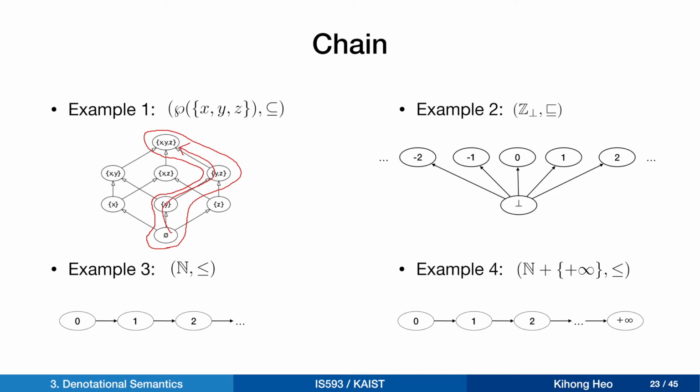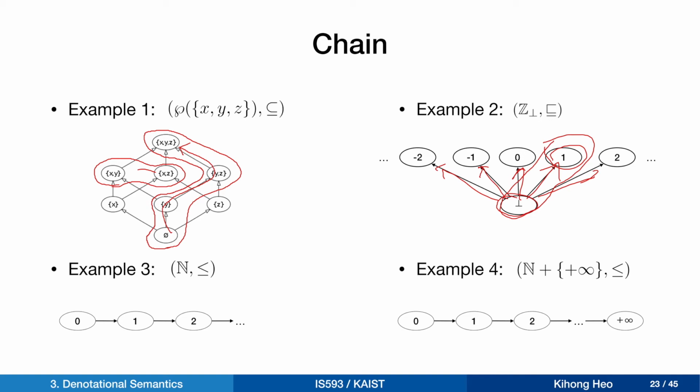But if we take these two elements, then it does not make a chain because there's no relation between these two elements. Okay. In the second example, there are infinitely many chains. If you pick any number and bottom, then there is a total order set like this. So as you can see, there are infinitely many chains in the set.